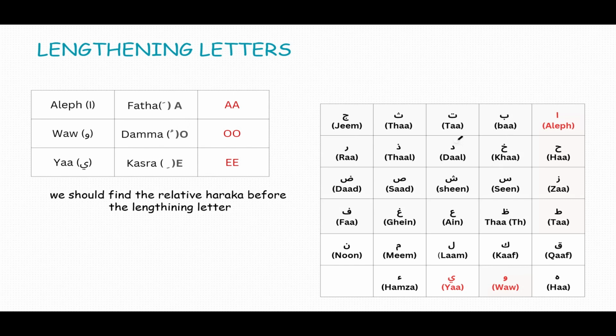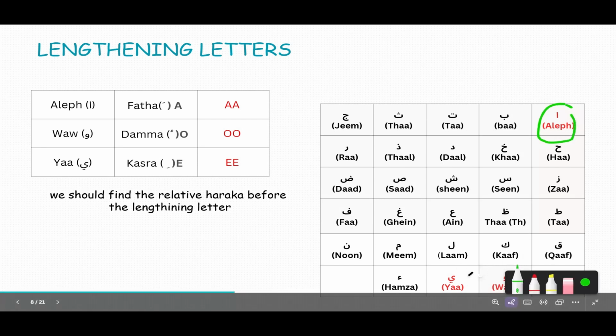For example, with dal, if I apply them in series, it will be da, du, and di. That's all. And we have sukoon, and we say that it's id if we have sukoon on dal. About the lengthening letters, they are alif, waw, and ya. The red ones here: alif, the first letter in Arabic, and the last two letters, waw and ya.